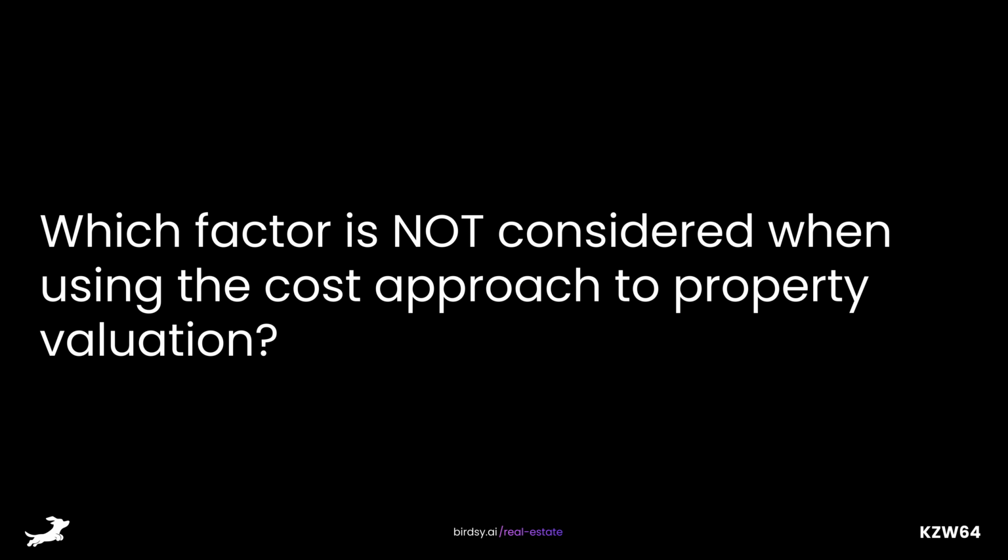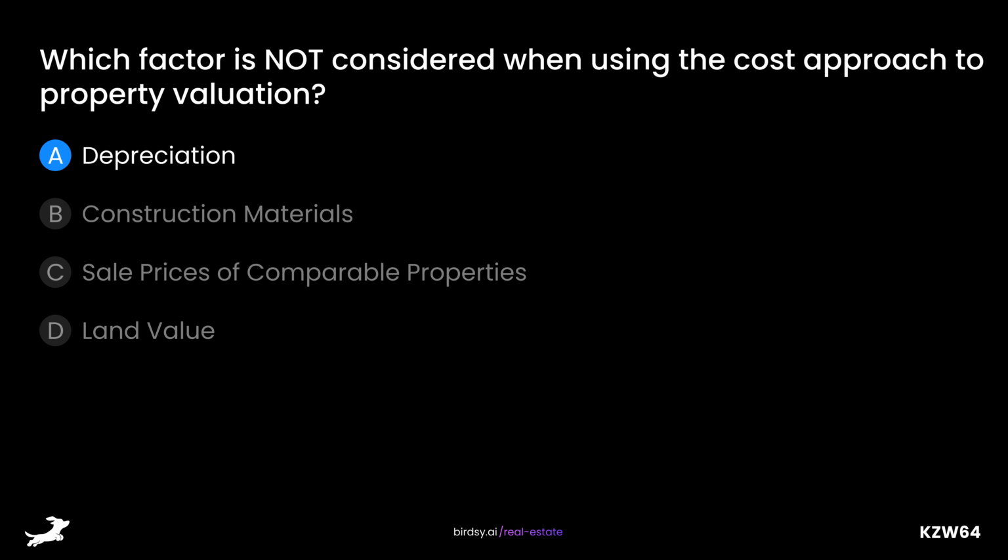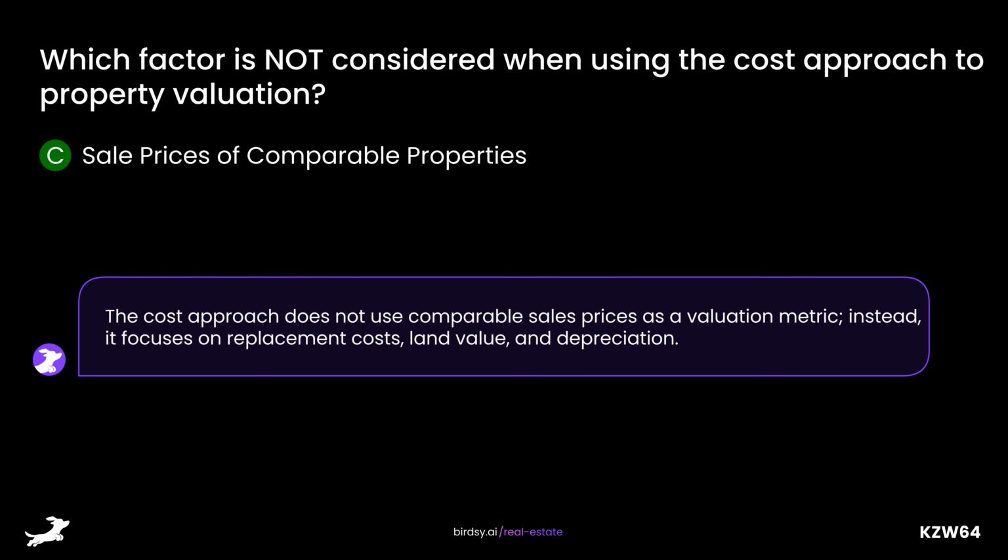Which factor is not considered when using the cost approach to property valuation? Is it A, depreciation, B, construction materials, C, sale prices of comparable properties, or D, land value? The answer is C, sale prices of comparable properties. The cost approach does not use comparable sales prices as a valuation metric. Instead, it focuses on replacement costs, land value, and depreciation.